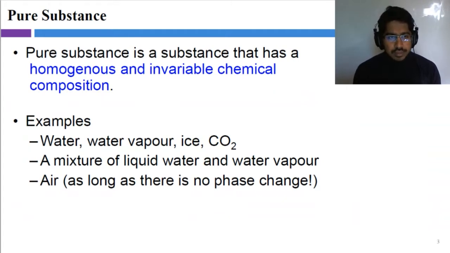Okay, so what is a pure substance? Let's go through the definition. Pure substance is a substance that has a homogeneous and invariable chemical composition. Okay, so homogeneous means like if you check from any point, it should have a similar composition, right? And the chemical composition should not be varying with time or with the points you are checking, right?